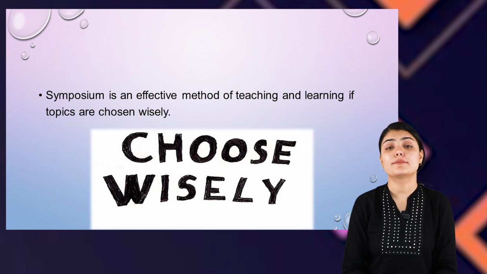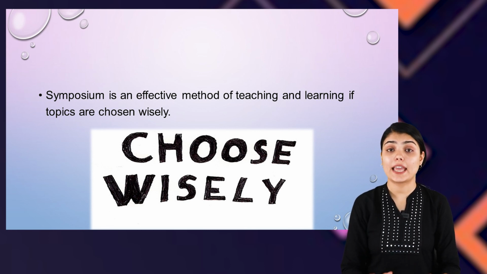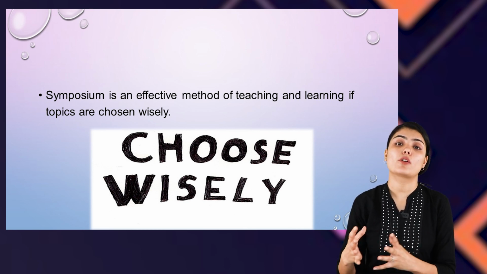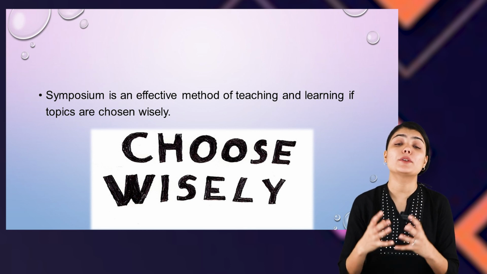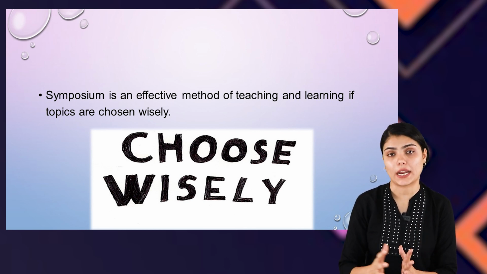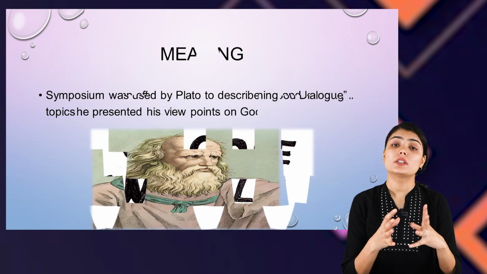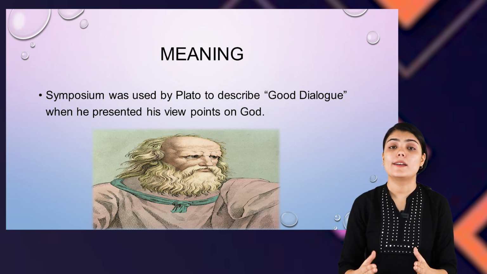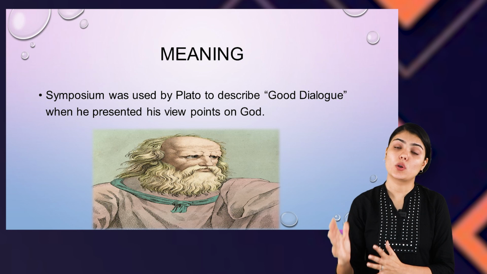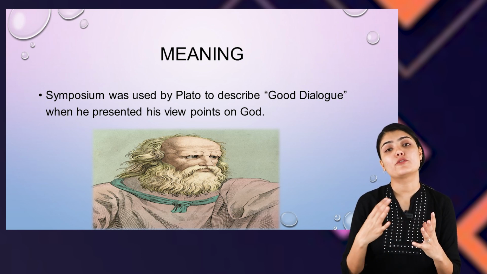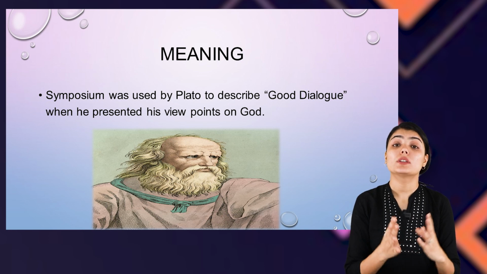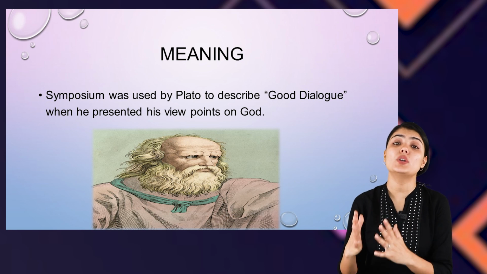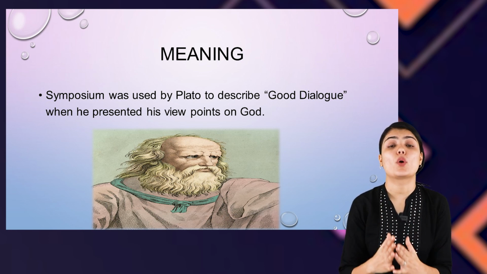Symposium is an effective method of teaching and learning. It can be used in teaching and learning, and it can be one of the most effective methods if controversial topics are chosen, if the topic to be discussed in the symposium is chosen correctly. What does the term symposium mean? The term symposium was used by Plato to describe good dialogue when he presented his views towards God. This term symposium has different meanings in the dictionary, but by Plato, the term symposium was used for good dialogue, when he presented his viewpoints on God.